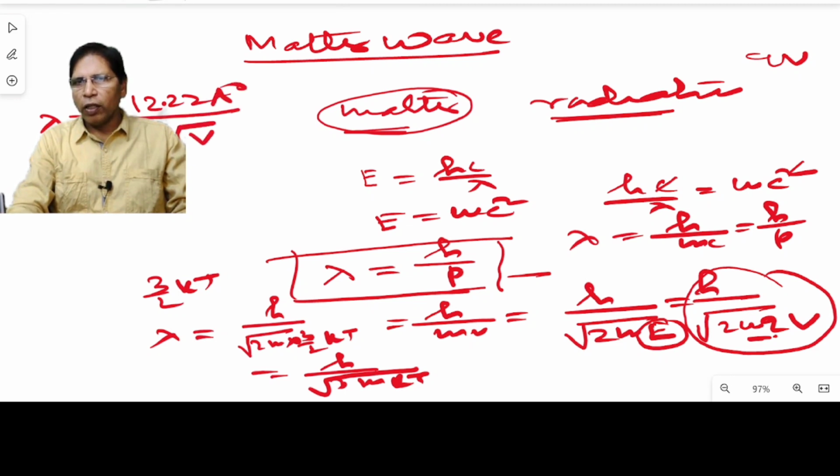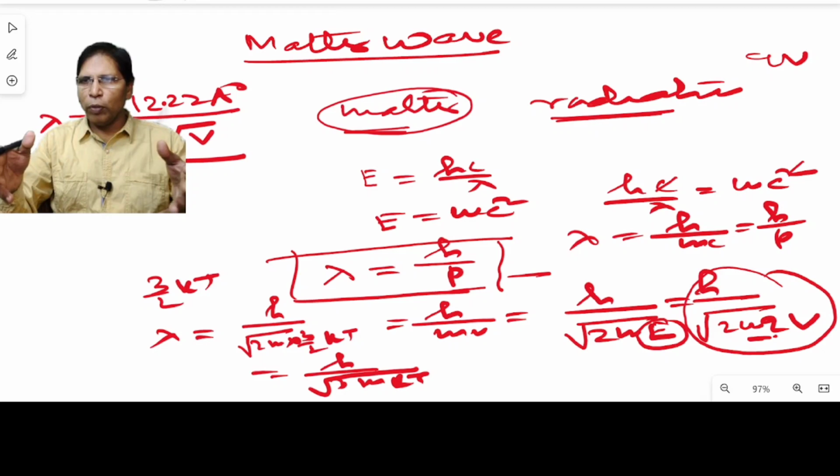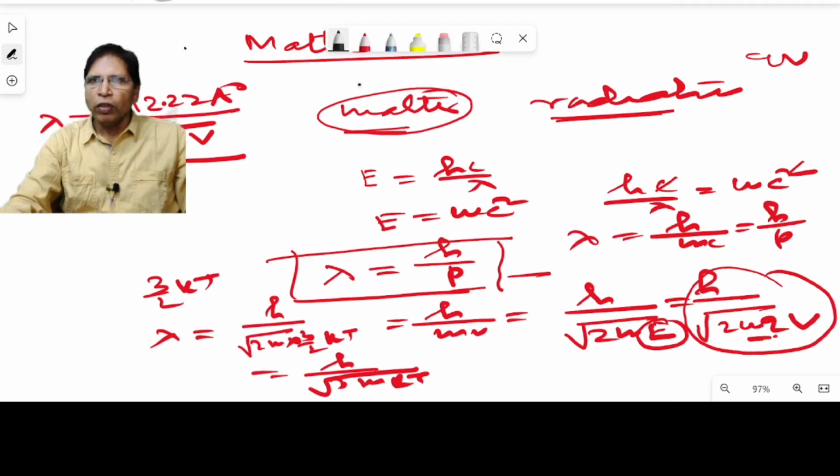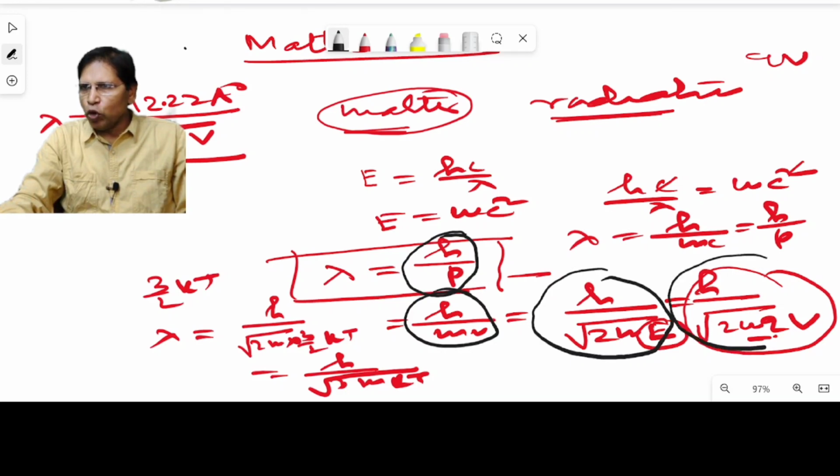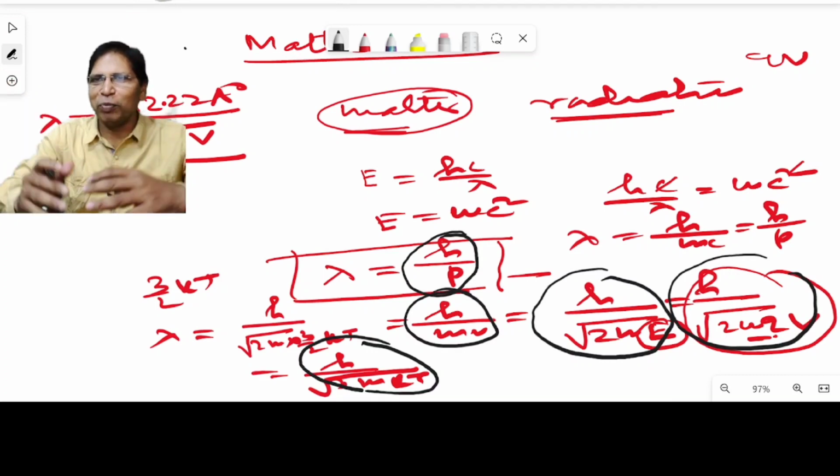This matter was experimentally proved by Davisson and Germer. Now look at this. Lambda equals h by p. Lambda equals h by mv. Lambda equals h by root over 2mE. Lambda equals h by root over 2mqV. Lambda equals h by root over 3mkT. These are important relations for solving numericals.